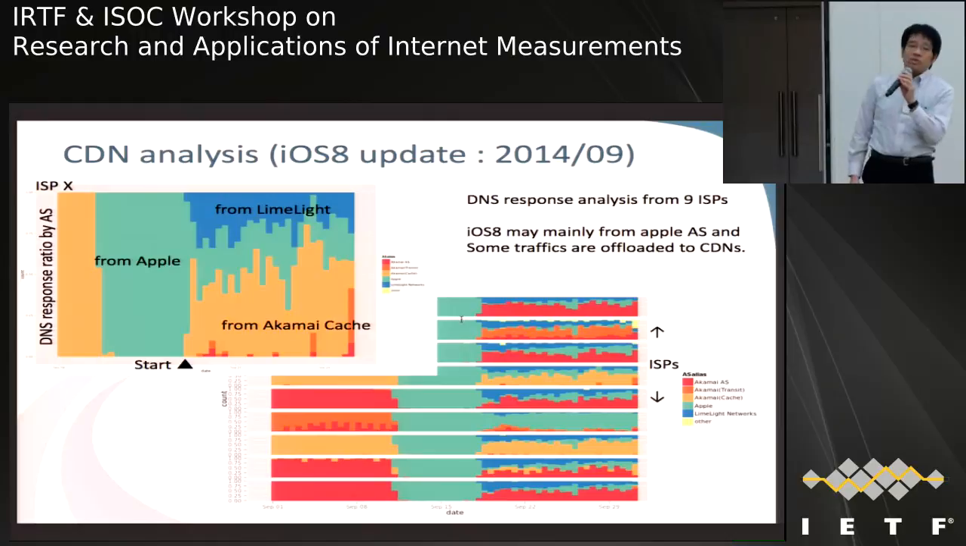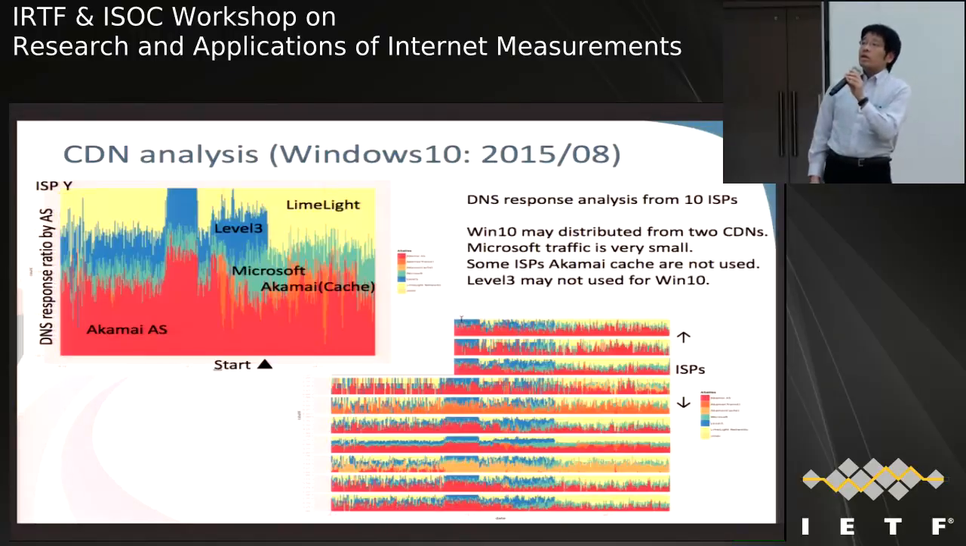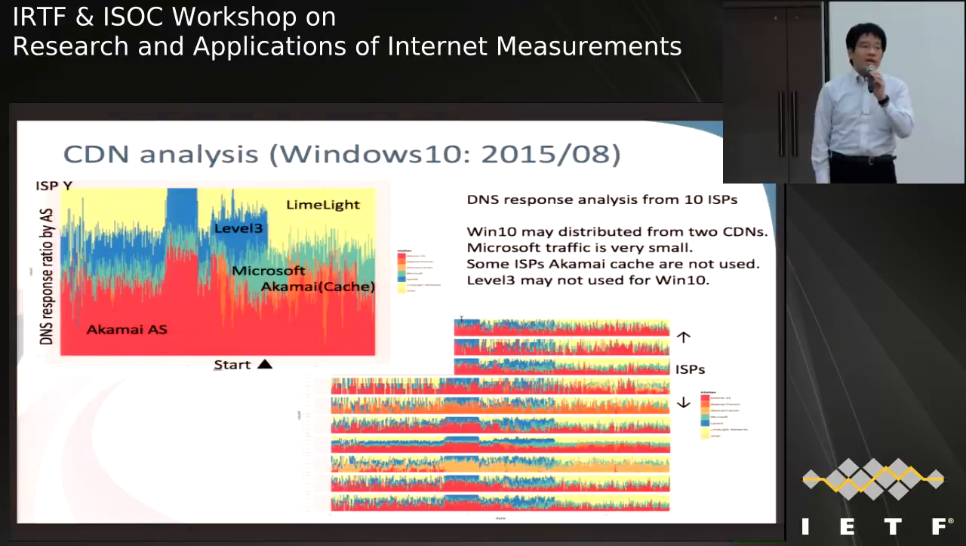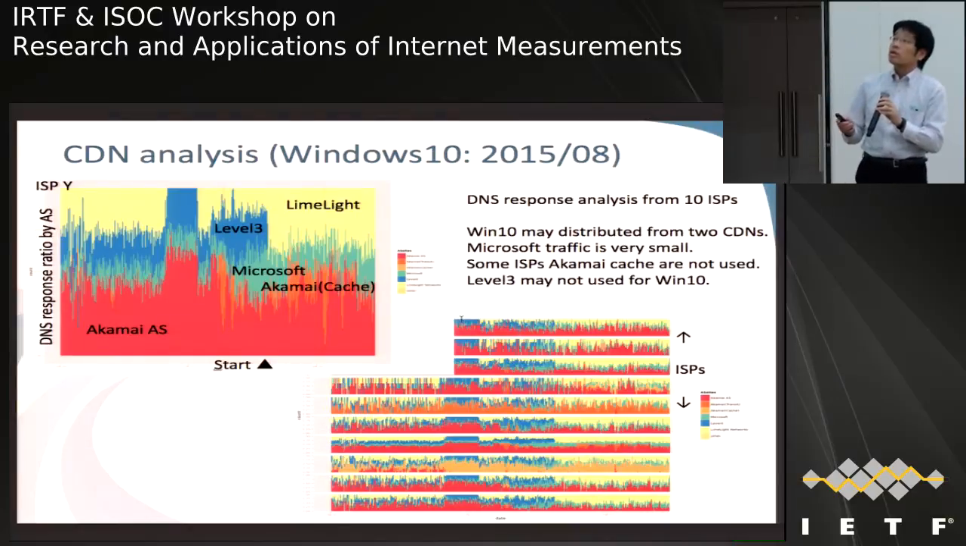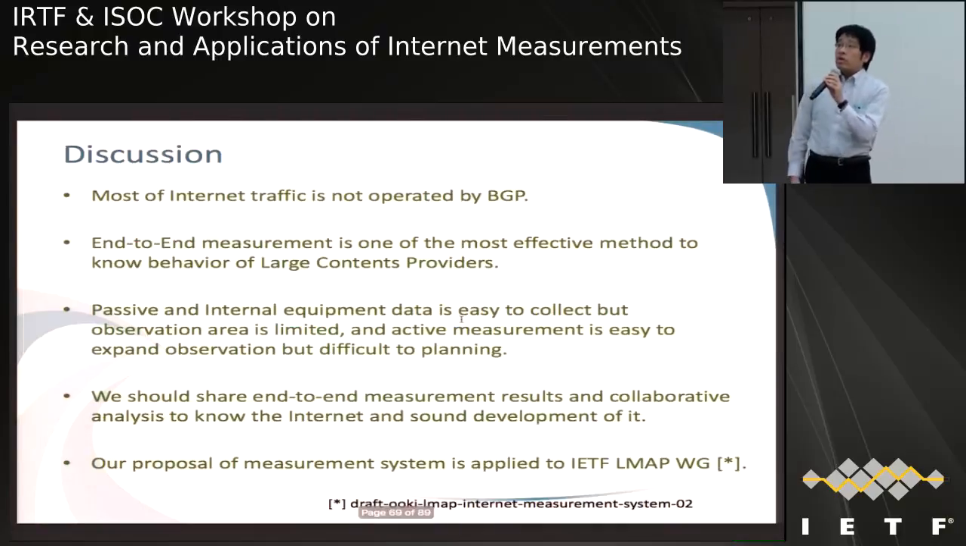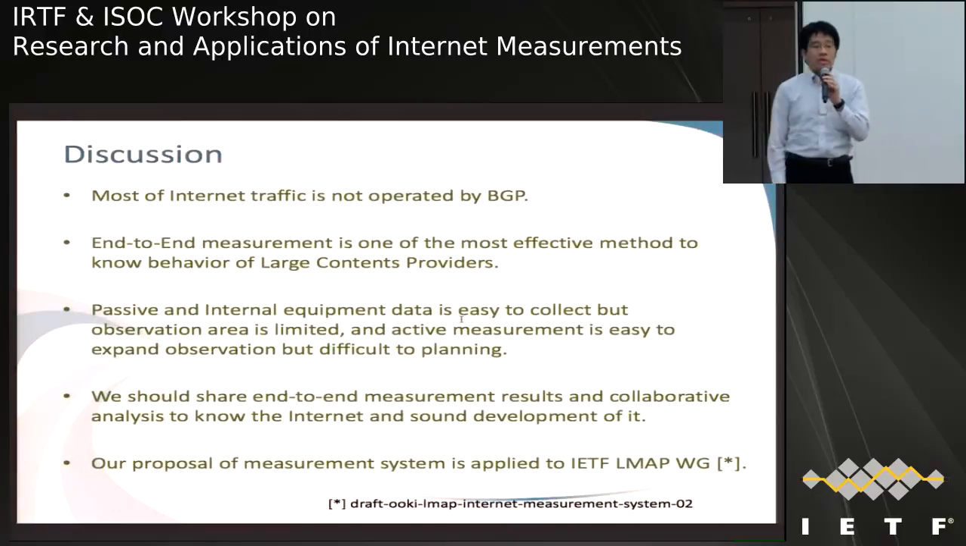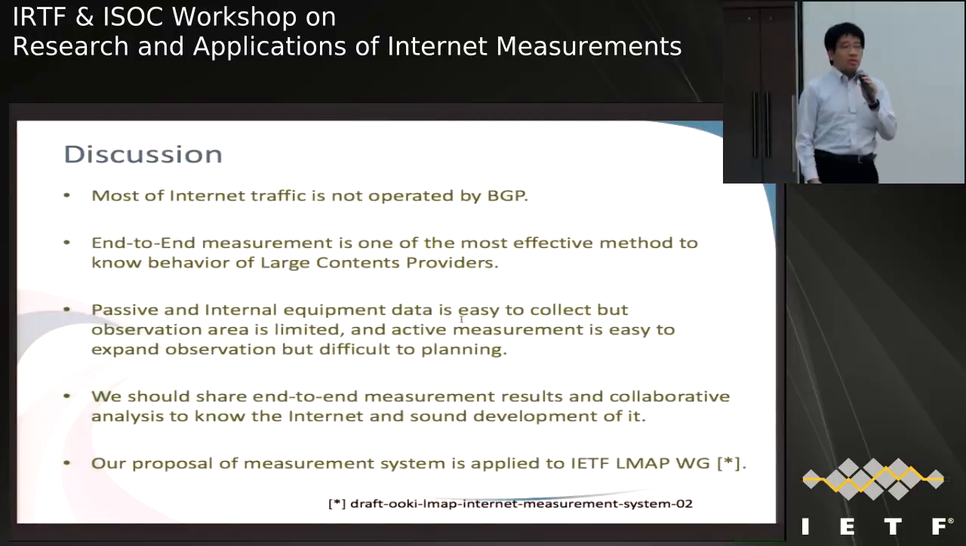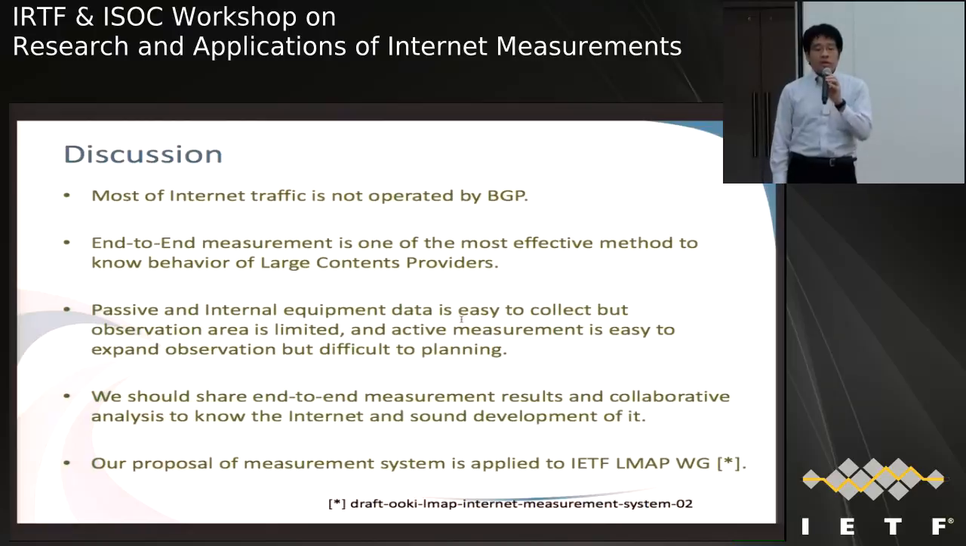This slide shows the Windows 10 update. Microsoft uses their own AS a little, and most of the traffic is Akamai and Limelight AS. So most of the internet traffic is not operated by BGP routing, but by DNS or some other application layer control. So end user active measurement is a very effective method to know what happens.